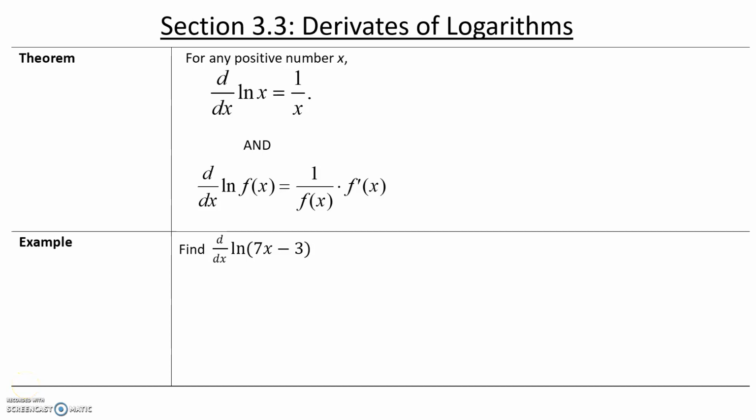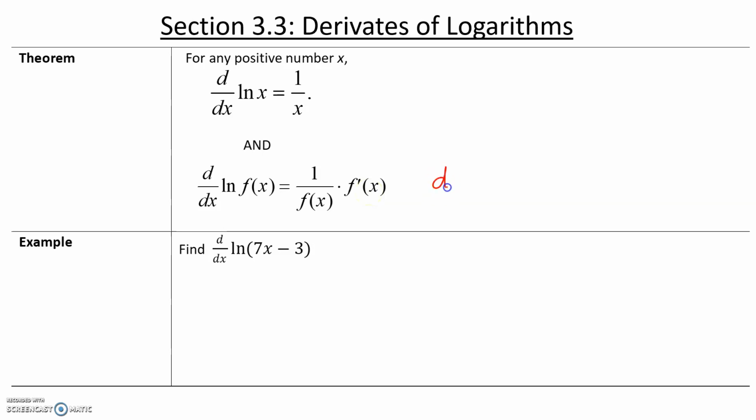In this section, we will talk about the derivatives of logarithms. d/dx of ln x, so the derivative of natural log of x, equals 1 over x. Now let's say instead of x we have some function f of x, then the derivative of natural log of that function f of x equals 1 over f of x, same principle as this, except we now have to use the chain rule and multiply by f prime of x.